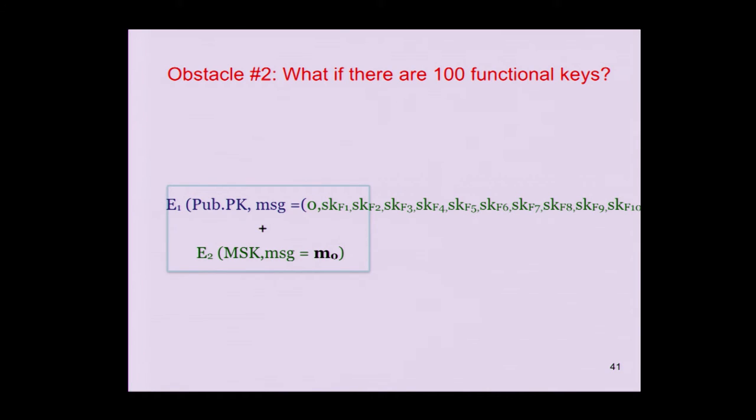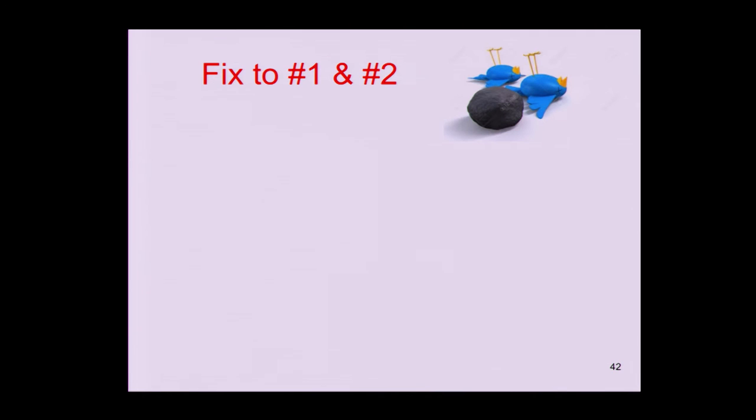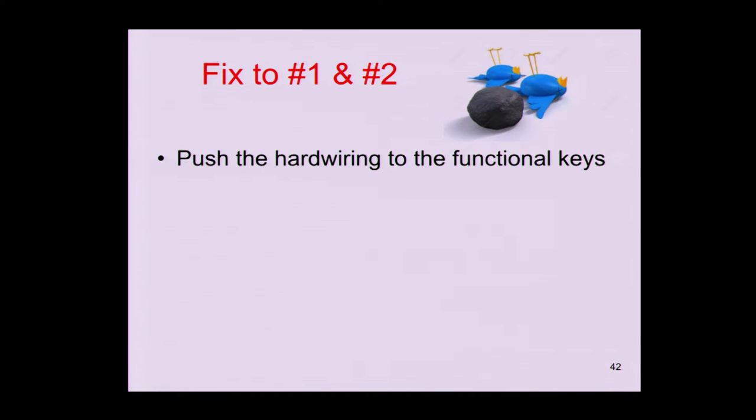The second problem is that the ciphertext does not have enough space to store all the functional keys. Earlier we only considered the case when there was a single functional key, but if you have multiple functional keys, it will be an issue. So one fix to both these problems is to push all the hardwiring that you were doing in the ciphertext to all the functional keys.